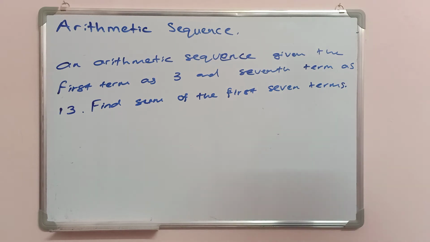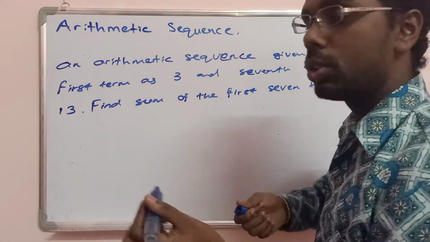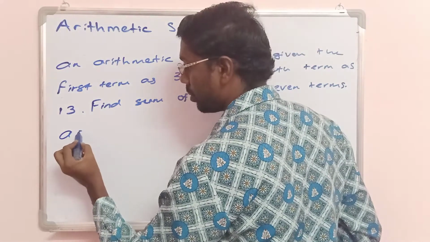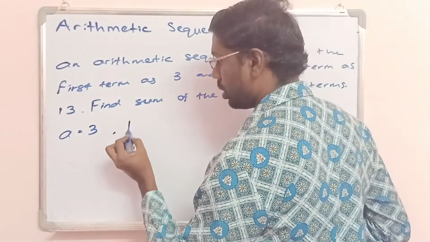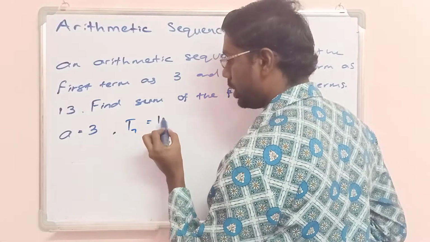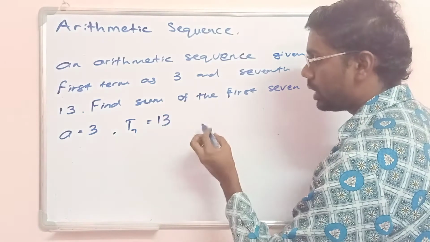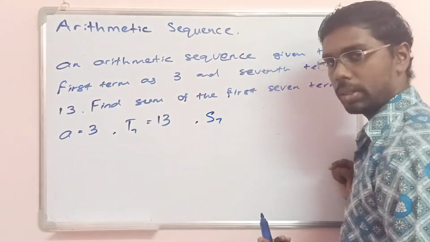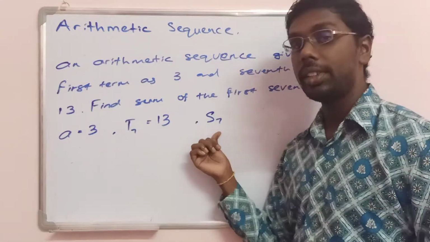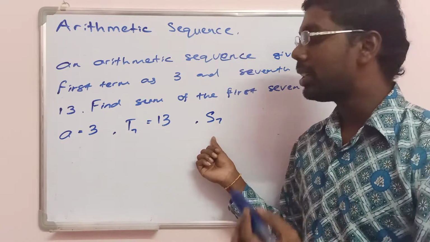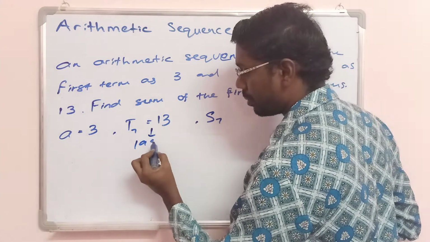Okay, let's look at another example. An arithmetic sequence has the first term as 3 and the seventh term as 13, so T7 equals 13. Find the sum of the first 7 terms, so the question is to find S7. If you notice, I only give you the first term and the seventh term, and they are asking for S7. In other words, my T7 is also my last term.